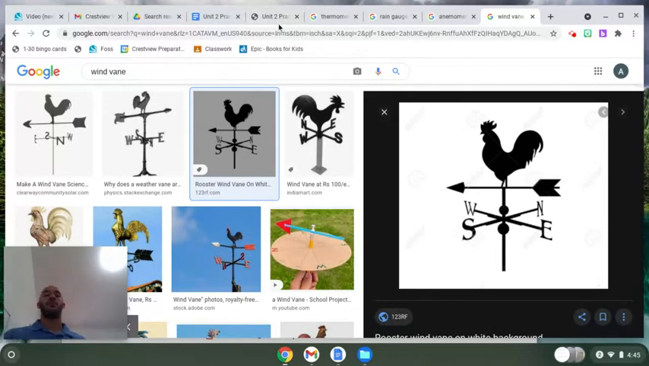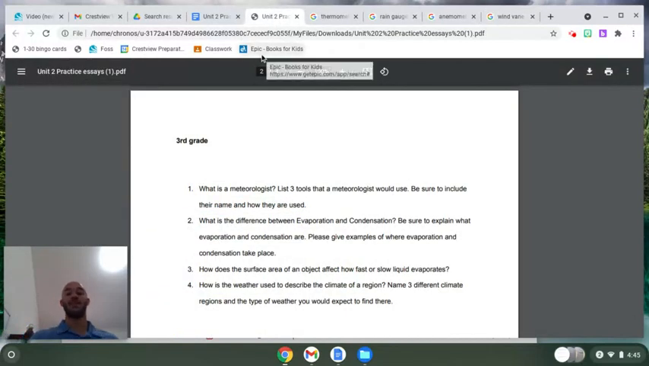Okay. That's question 1. Question 2, what is the difference between evaporation and condensation? Be sure to explain what evaporation and condensation are. Please give examples of where you could find evaporation and condensation.